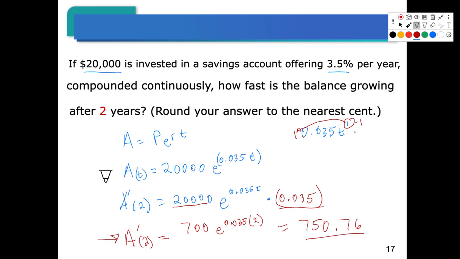If I plug into the original function a 2, what am I going to get? I'm going to get the balance at the end of year 2. That's going to be 21,400 and something, because it's 2 years of interest, and you've got compounding interest. But the derivative gives me how the balance is changing year to year. It's kind of cool. I can use that derivative and say, well, in 10 years, what's that rate of change going to be?